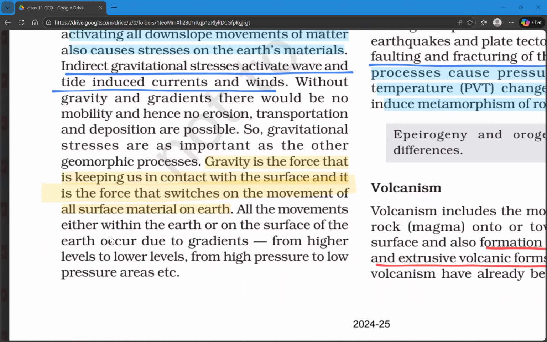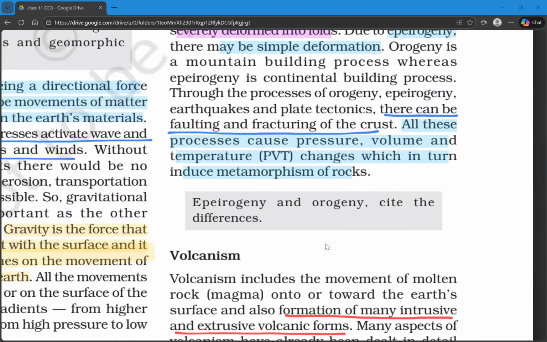All the movements either within the earth or on the surface of the earth occur due to gradients, that is from higher levels to lower levels or from higher pressure to lower pressure. So everything that is related to geomorphic process is dependent on gradient, that is from higher place to lower place or from higher pressure to lower pressure.